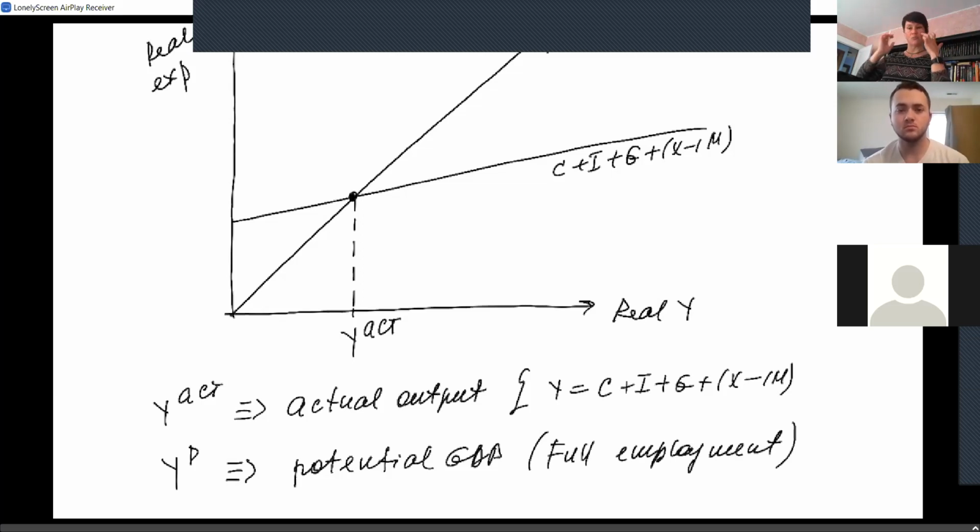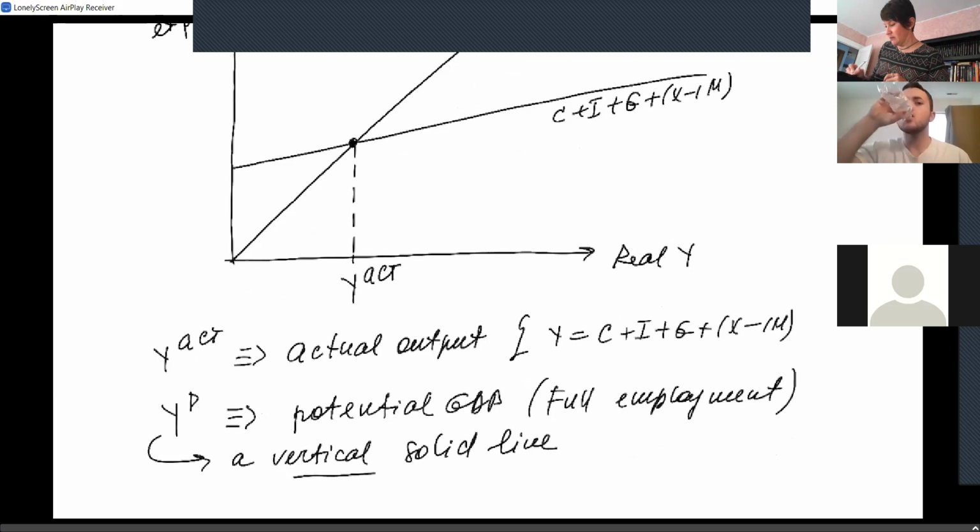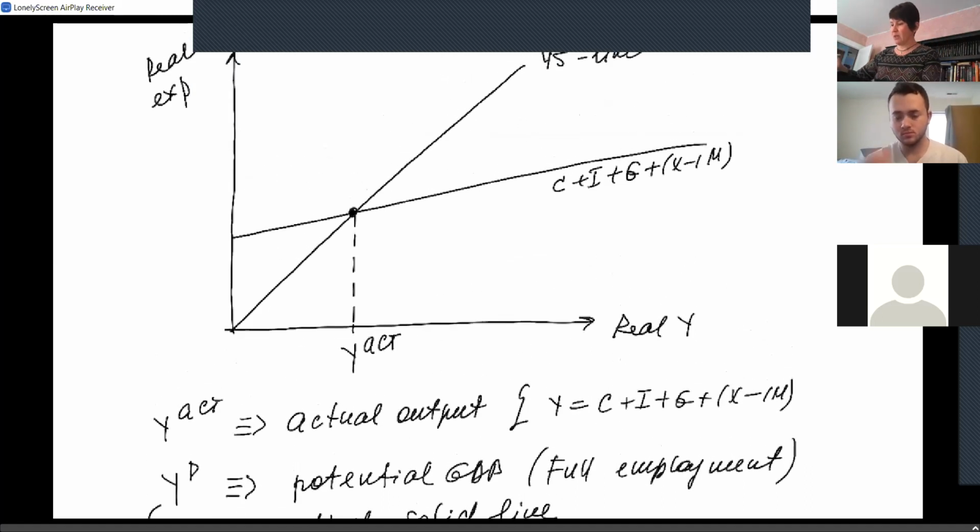Okay, potential GDP usually is represented by a vertical solid line. Vertical line because it does not depend on the expenditure. Think about potential. We could produce that much if we use all our workers. It has nothing to do with spending. It has everything to do with the potential of using every worker appropriately and all the equipment. Okay, that's why it's a vertical line, right?